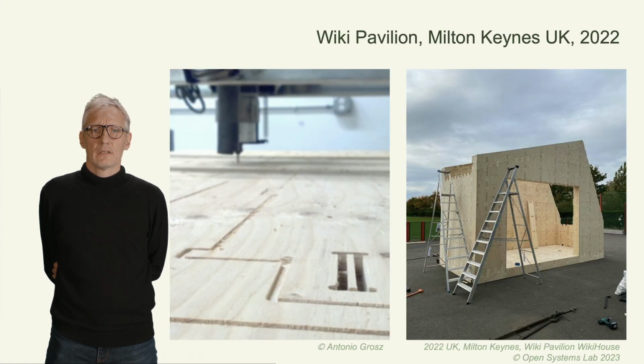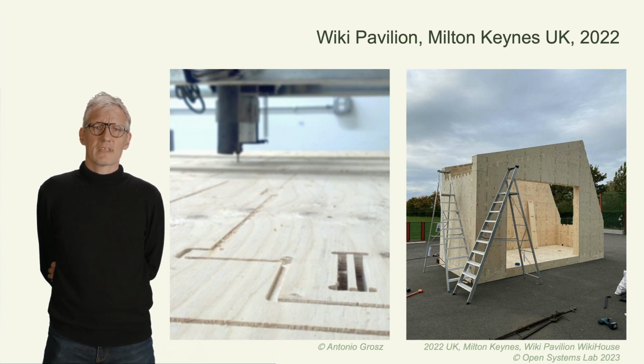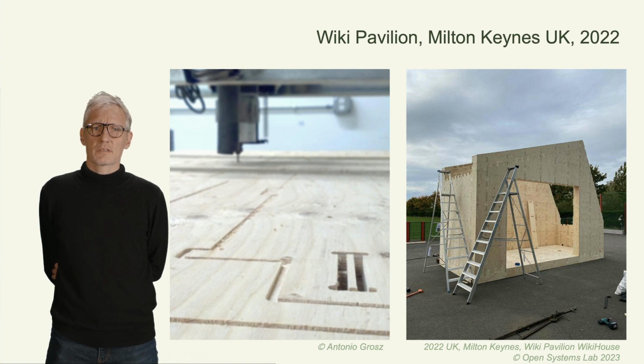The Wiki Pavilion in Milton Keynes employed the WikiHouse Skylark 200 system, a modular building solution. CNC milling was used to cut the joints, designed for rapid assembly without the need for fasteners, enabling the structure to be put together in 2 days.